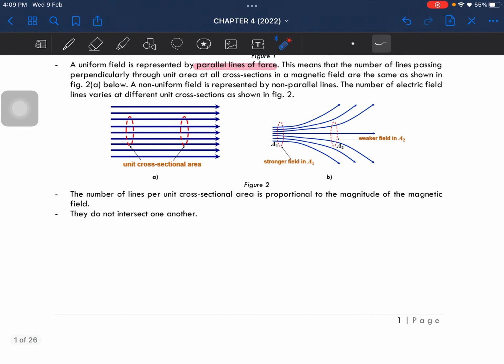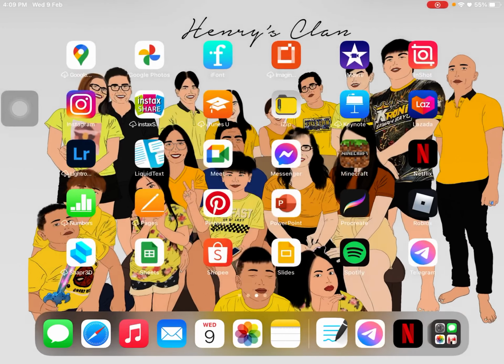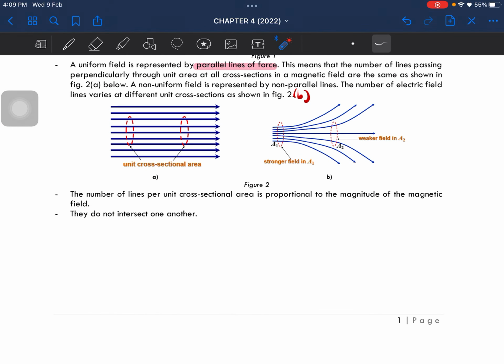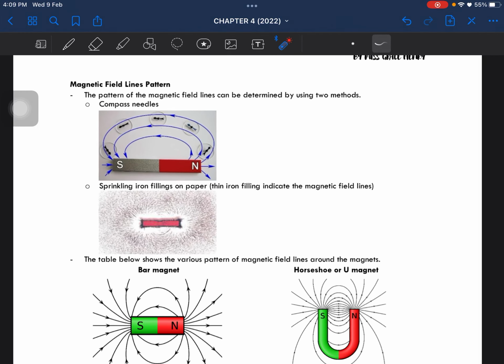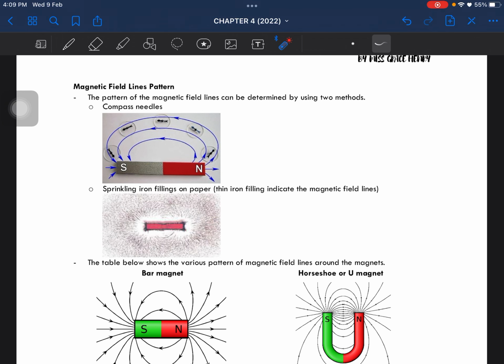So the number of lines per unit cross-sectional area, actually I forgot to add B here, is proportional to the magnitude of the magnetic field. So the greater the number of lines, the greater the magnetic field. They do not intersect each other. Right? Okay, so let's look at the magnetic field lines pattern.